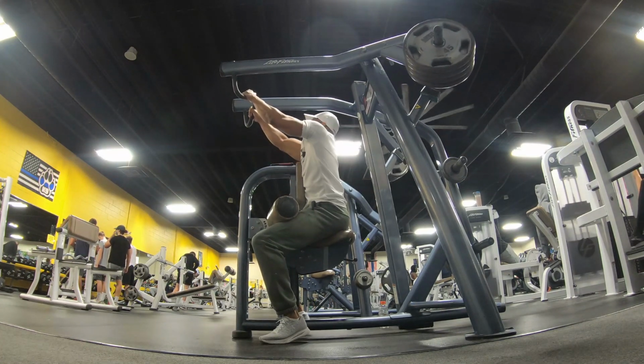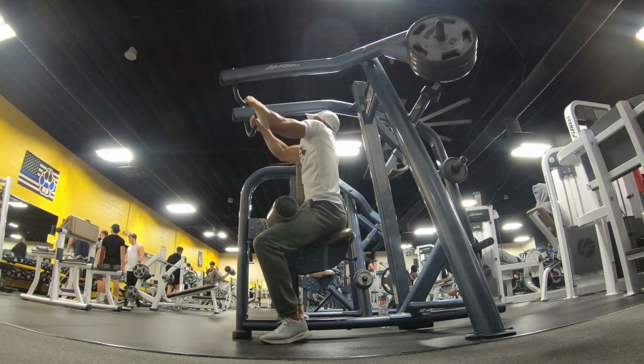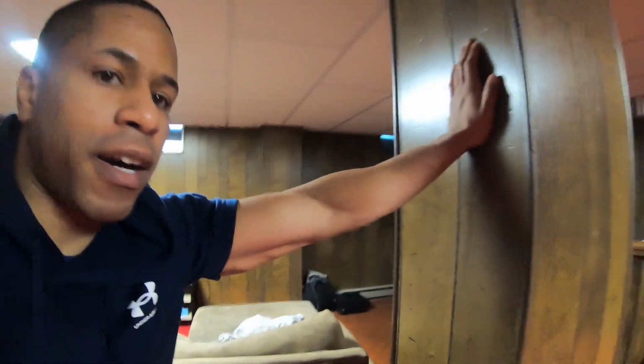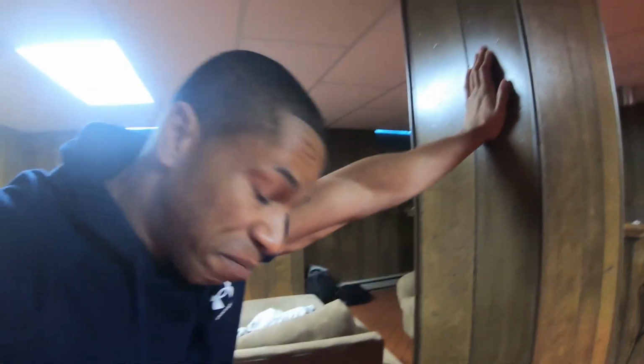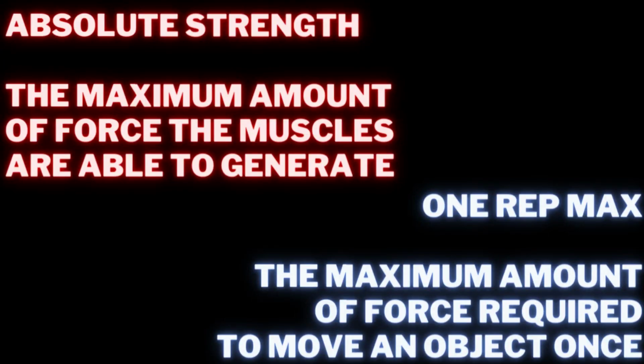Now, there's a little bit of a difference between absolute strength and 1 rep max. The most basic difference is that absolute strength is the amount of force you can generate, period. That means it's still not moving. So if I were to push up against this wall here, I'm not going to move this wall, but this is the maximum amount of force that I can push right now into this wall. That is called absolute strength. 1 rep max would be the amount of strength required to move it once. Does that make sense?